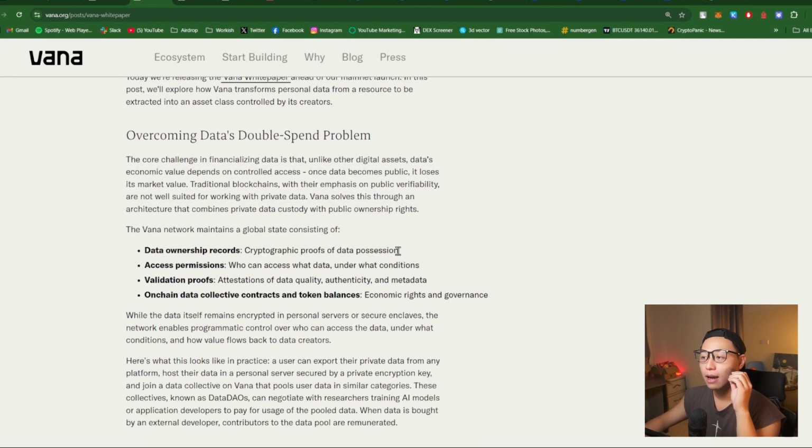And what that means is, again, when you send your data to the DataDAOs, you own your own encryption key, right? So your data is stored very privately, nobody can access it but you. You get to choose, right, who can access your data and what kind of data they can access under what conditions as well.